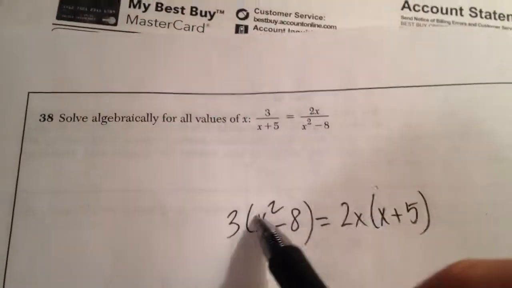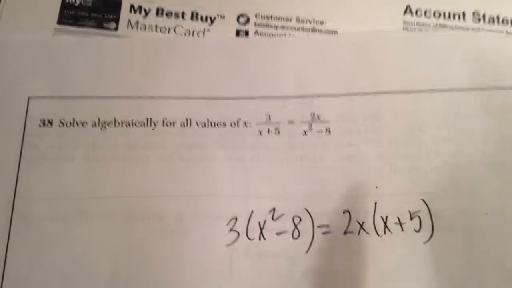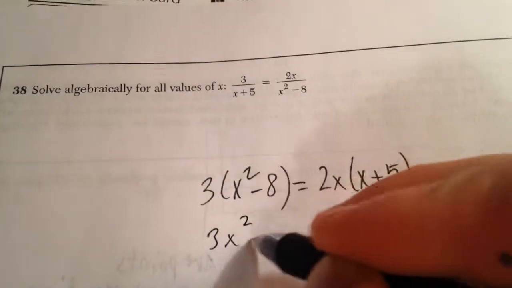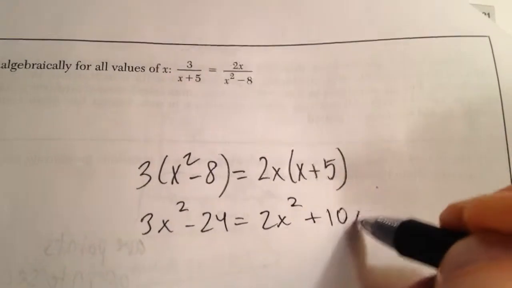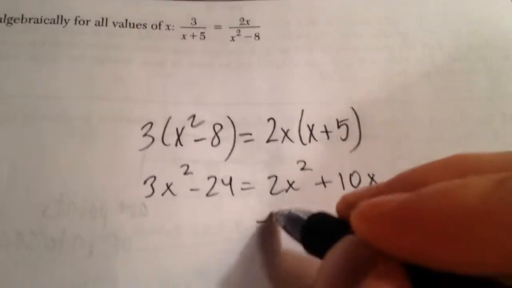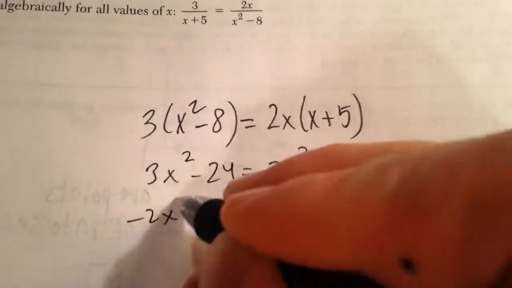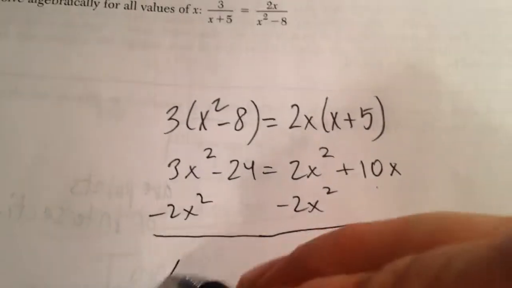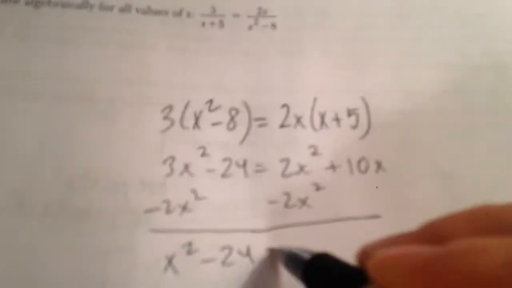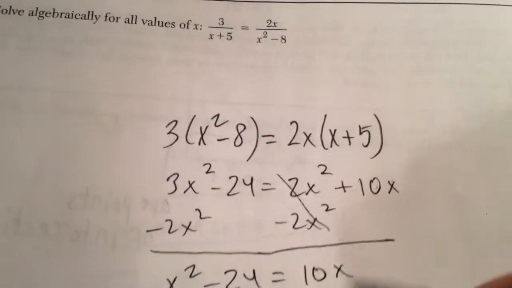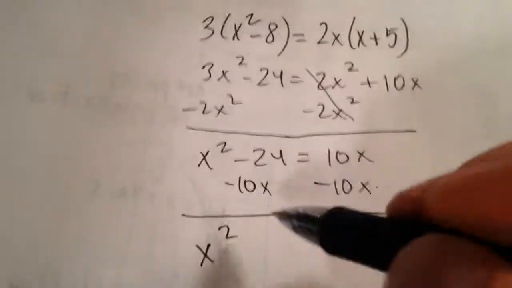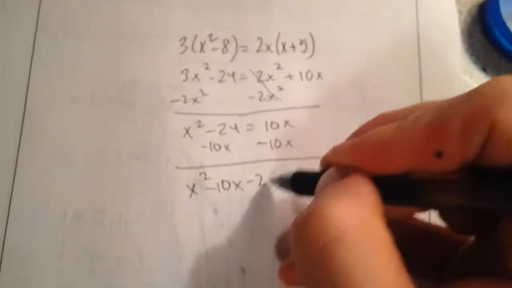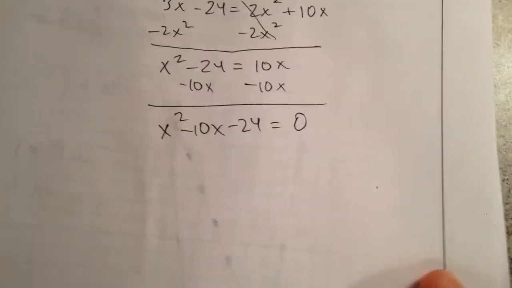This is a proportion, so what we're going to do is cross multiply 3 times x squared minus 8 and 2x times x plus 5. I have 3x squared minus 24, 2x squared plus 10x. This is a quadratic, so we have to move all of our terms to the left side. I get x squared minus 24 equals 10x. Move 10x to the left. You get x squared minus 10x minus 24 equals 0.